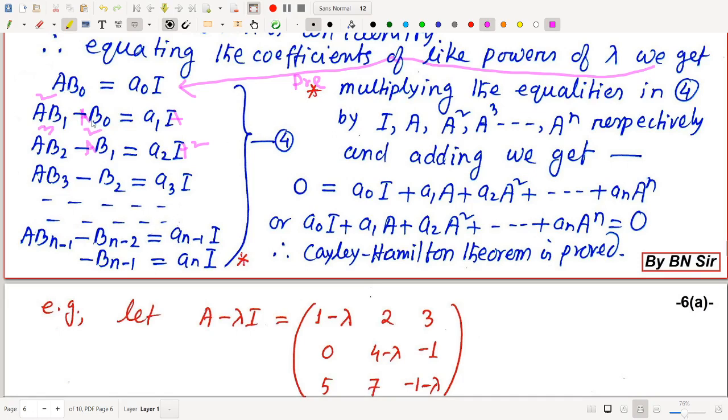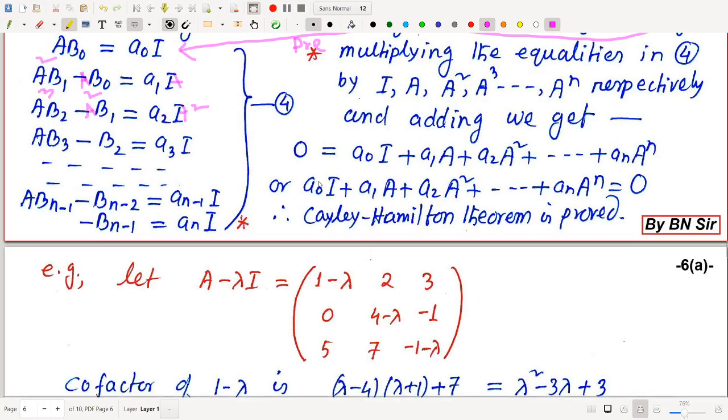If we add, on the left side everything will be cancelled, and on the right side it will be A naught I plus A1 A plus A2 A square, etc. A_n A to the power N will be coming. So adding matrices, everything cancels, which means null matrix, you will get O. So A naught I plus A1 A plus A2 A square plus dot dot dot plus A_n A to the power N equals O. You have got this, which is the Cayley-Hamilton theorem.